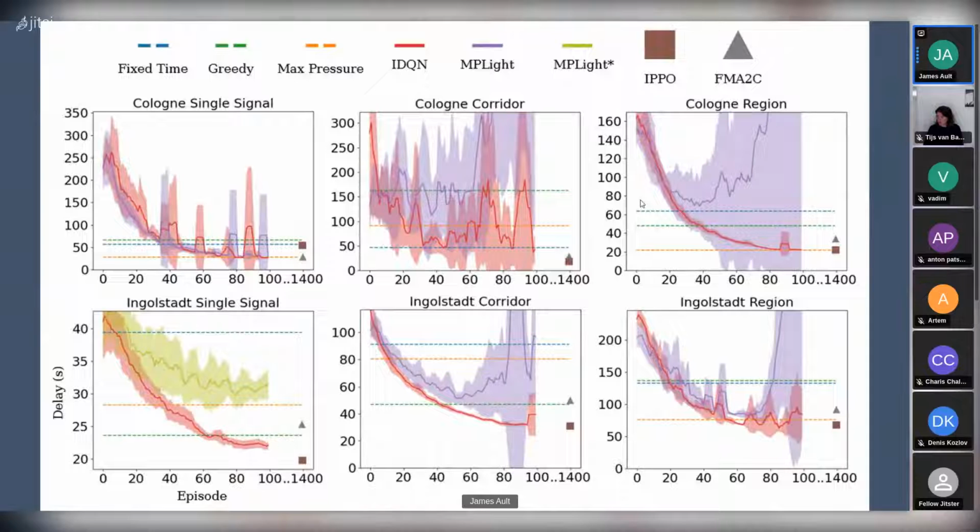So we evaluated the benchmark with all the algorithms and baselines included, and we found that the state-of-the-art algorithms have some significant shortcomings. Overall, we found that IDQN showed better performance than MPLite or FMA2C. MPLite often failed to converge, so we included an extended state space version of MPLite as well, marked here in yellow, which you see is only in the Ingolstadt single signal.